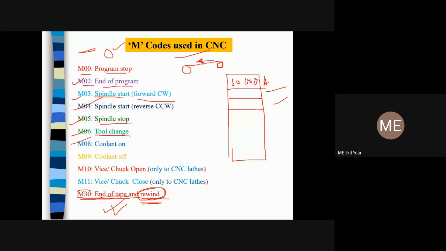So M08 is coolant on; before starting the operation you have to give M08, and M09 is coolant off. After finishing the operation you have to give M09, then coolant off, spindle off, and then the vice chuck, vice open is also important sometimes. This is actually for holding the job. Vice is important. So before starting the operation you need M10 to hold the job, and after the finishing operation to take the job from the chuck you can open and close the vices. This is only applicable for CNC lathes. So these are the miscellaneous codes you have to remember.